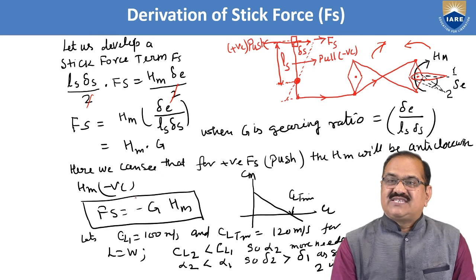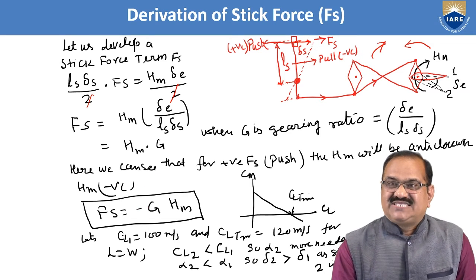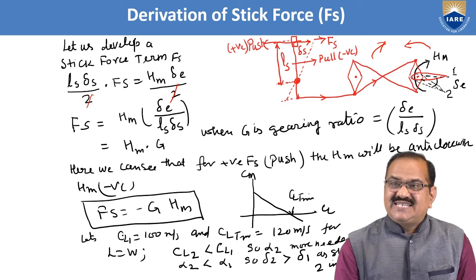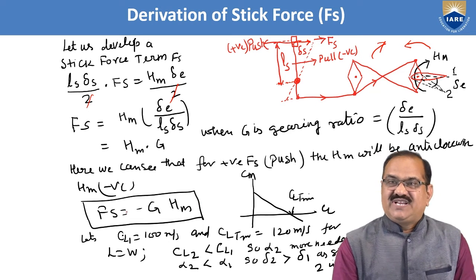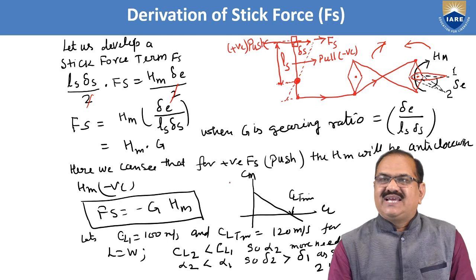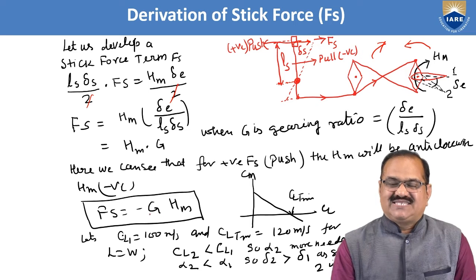So Fs will come as minus G Hm. This Fs, the sign is always opposite. So if it is positive, it will be negative. If it is negative, it is positive. So here we can see that Fs is equal to minus G Hm.